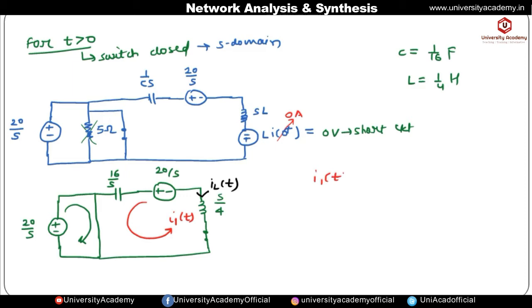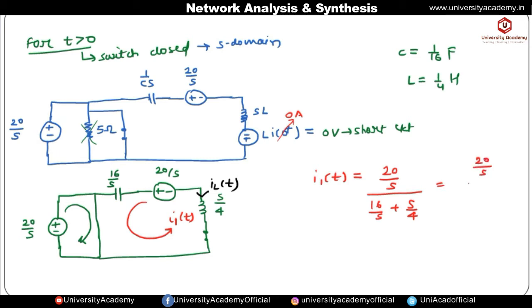This I1 of t will be given by the voltage source value 20 by s, and this 16 by s, and this is plus s by 4. Both these are connected in series, and this got shorted, it means all the current will be diverted from here. So I1 of t we are getting as v value 20 by s divided by 16 by s plus s by 4. So we can simplify it.